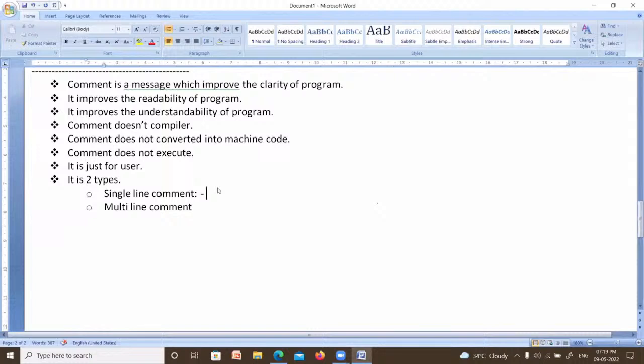How should it begin? It always begins with which symbol? It always begins with a slash symbol. Right? I will give an example. We have to start with slash and slash. This is a single line comment.